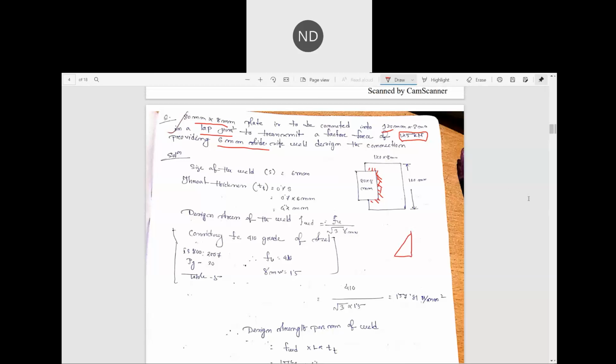What do you mean by the size of the weld? In the previous class, like last week, I think I had explained it to you. What do you mean by size of the weld? Anyone? If you remember?